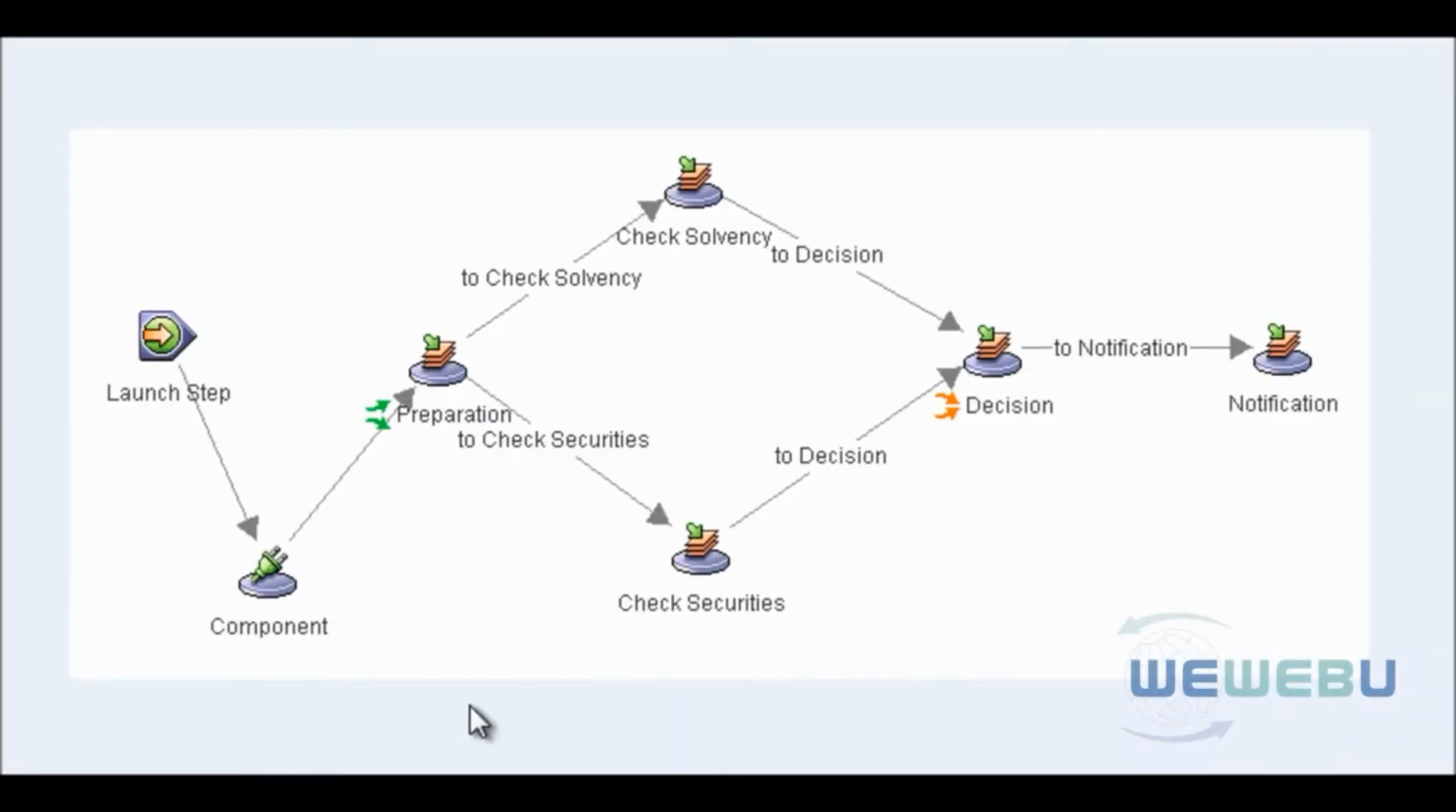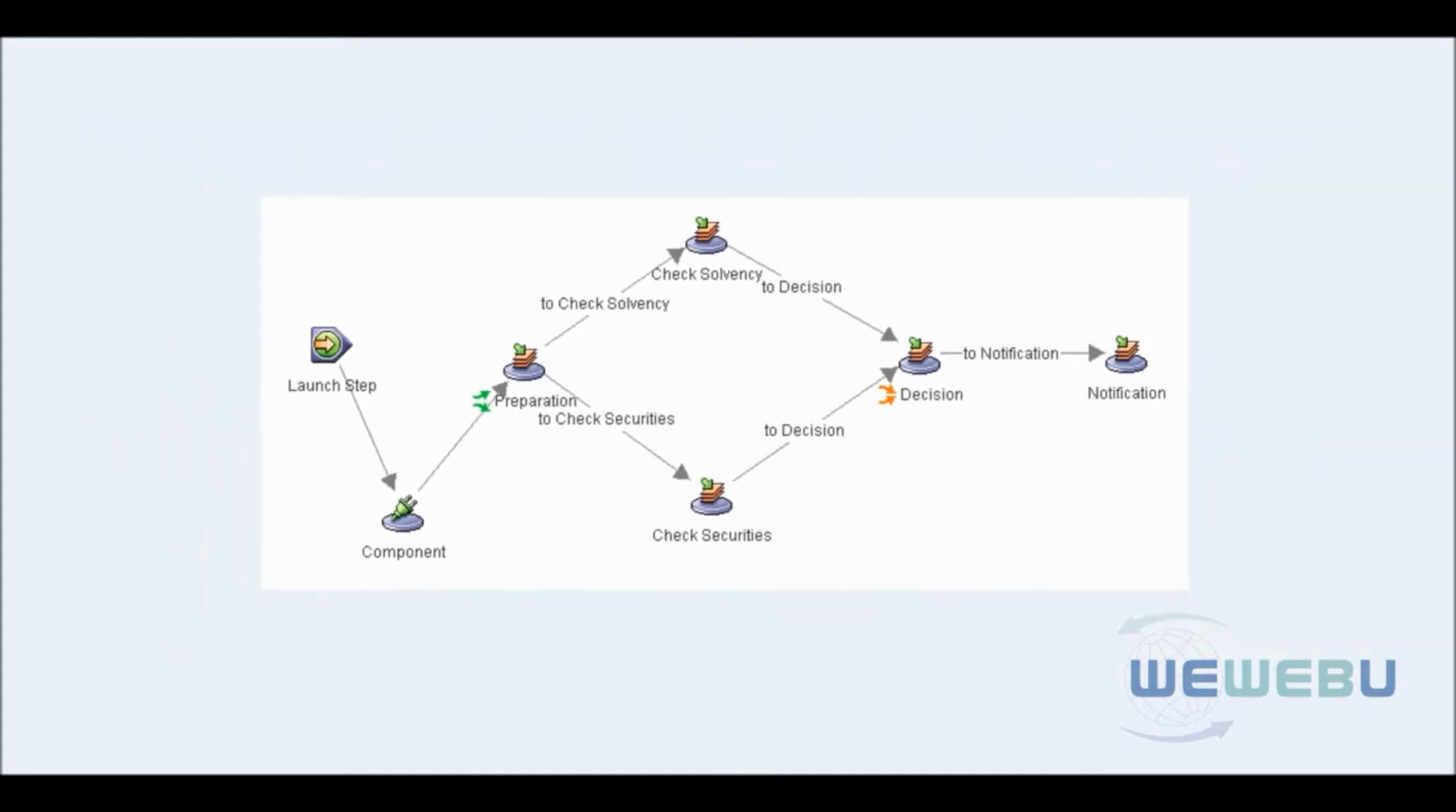Okay, we have the launch step already passed, so we also have a preparation step where the front office can add some references to it. We have then the workflow splits into two work items for check securities and check solvencies, and then it's consolidated to the decision step, and afterwards a notification will tell us if the loan application is approved or not.